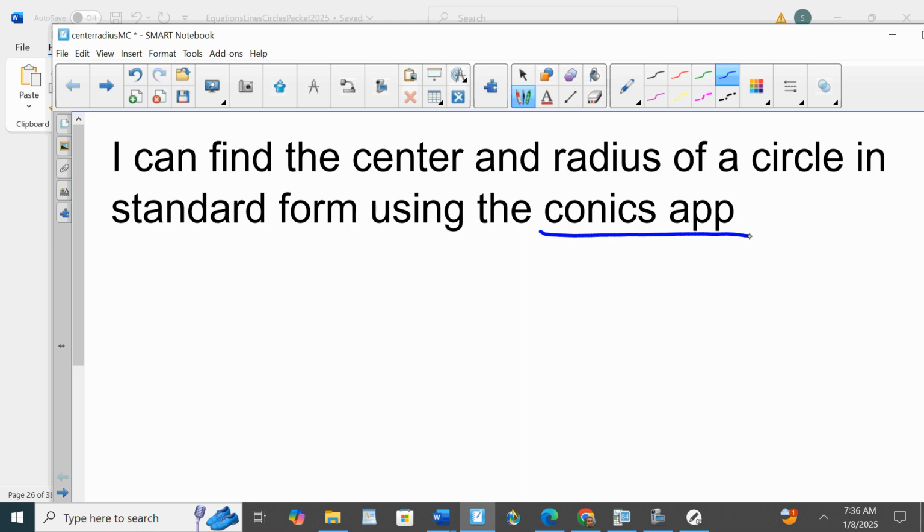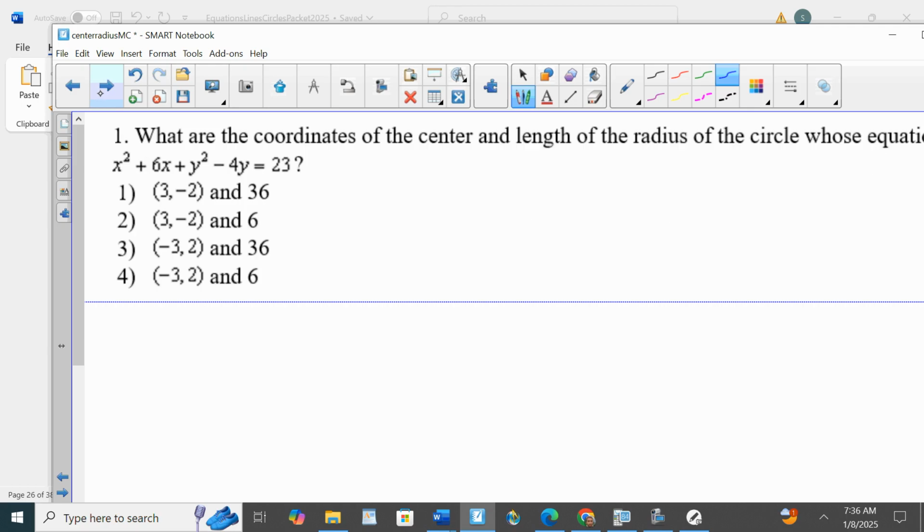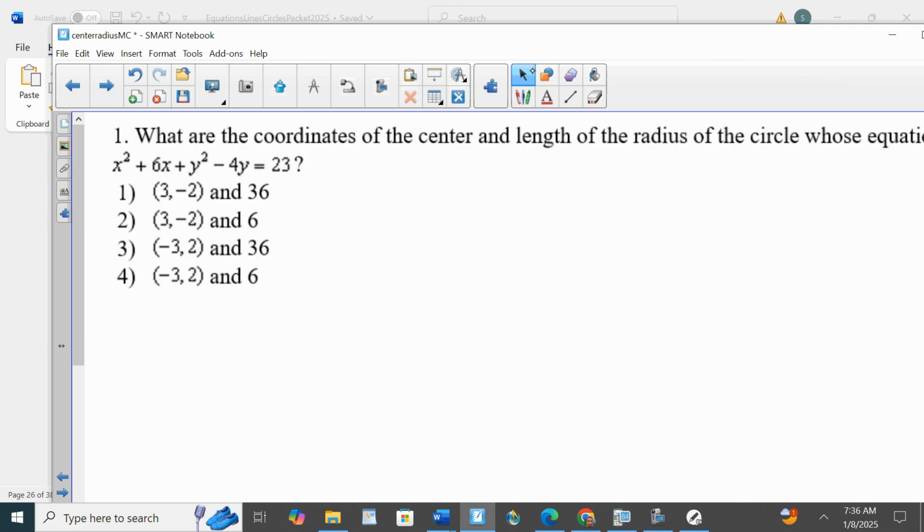Let's get to it. We talked about how to do this with completing the square in the last lesson. I'd rather you know how to do that, but this will most likely get you to the correct answer as well if it's multiple choice. So I use the Conics app. So how do I do that?